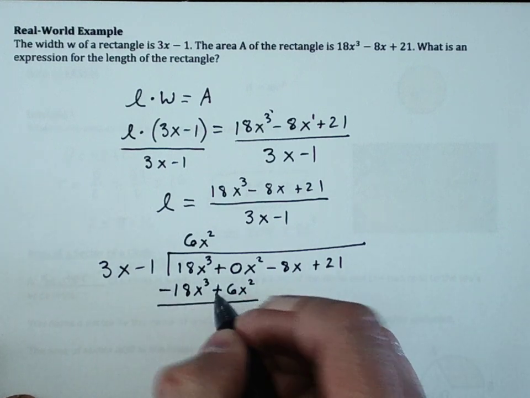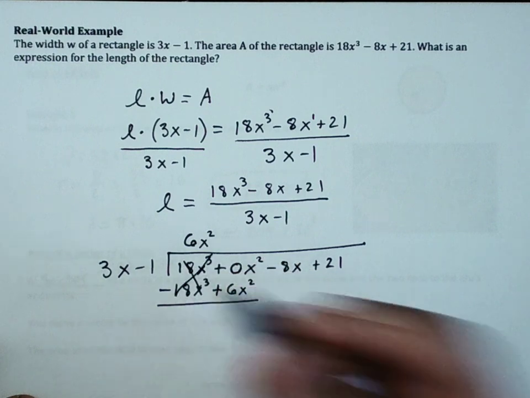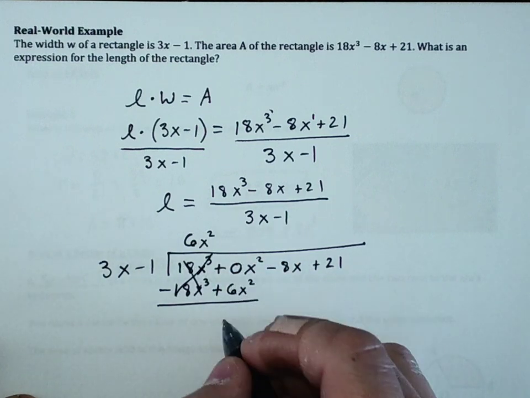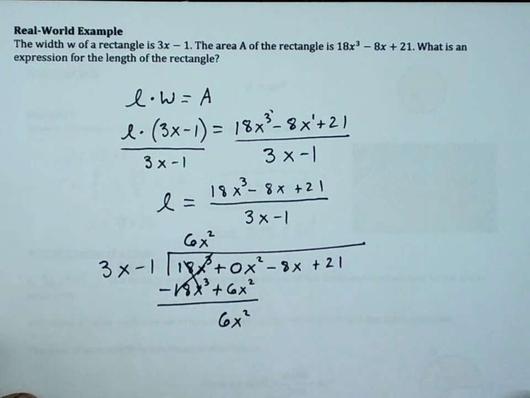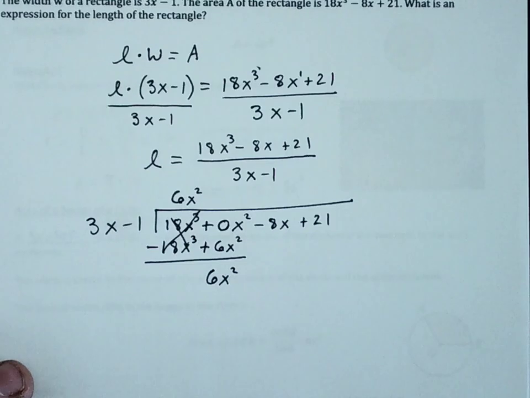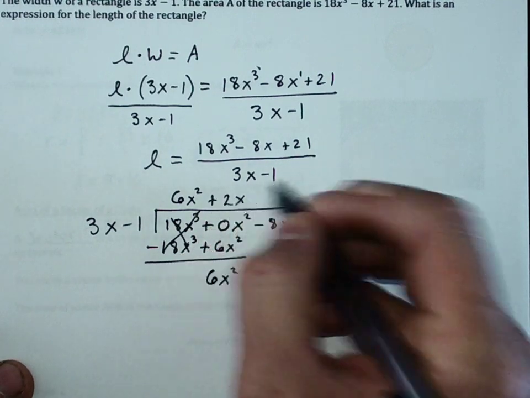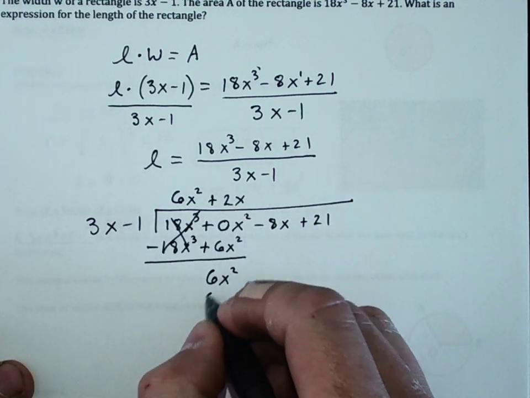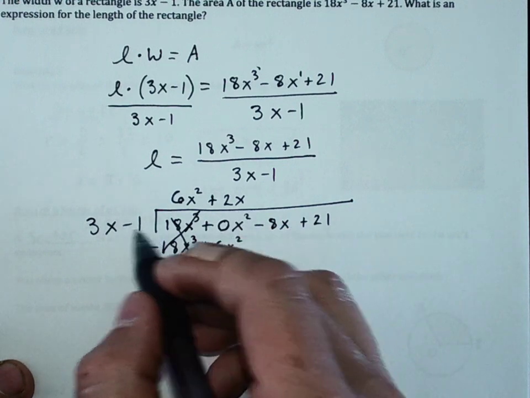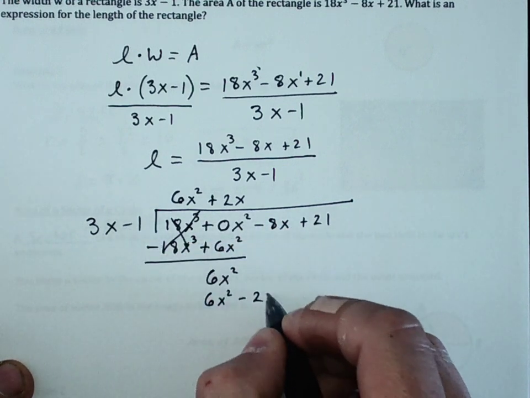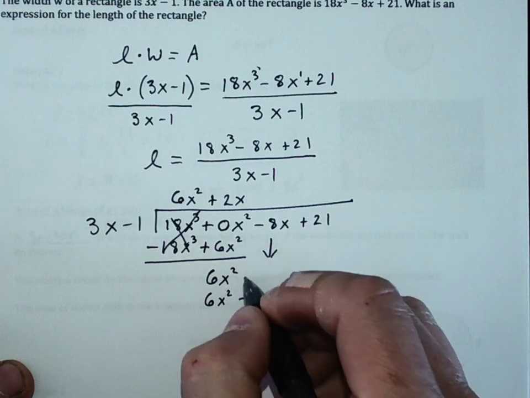Subtract both of them. This goes to 0 as it should. Add these, and now you have 6x squared. What do I multiply 3x by to get 6x squared? The answer is 2x. 2x times 3x is 6x squared. 2x times negative 1 is negative 2x. Bring down the negative 8x.